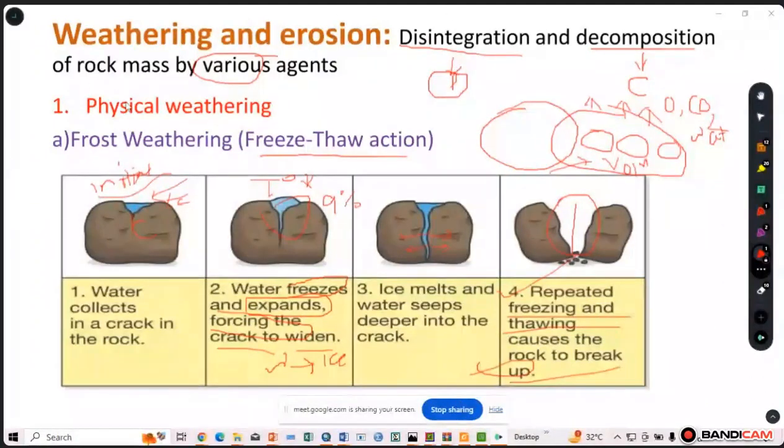How does frost weathering help break up a rock? First of all, suppose this is a rock. Water percolates through the crack. Suppose the temperature decreases in that area. During the decrease of temperature, the water increases its volume by 9%. After the increase of volume, it expands, and repeating this action causes the breakdown of the rocks.